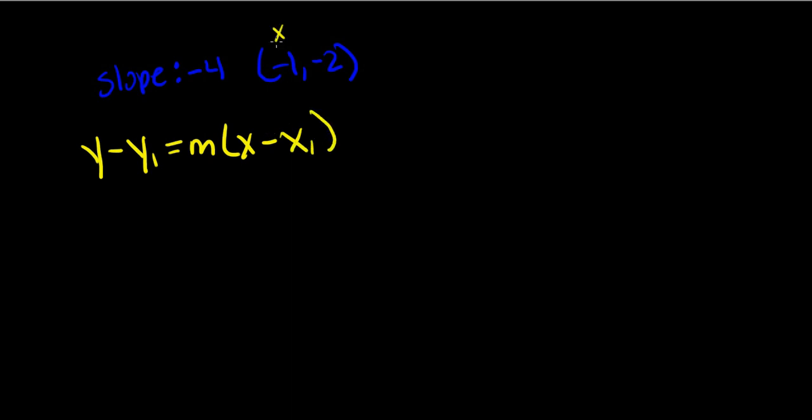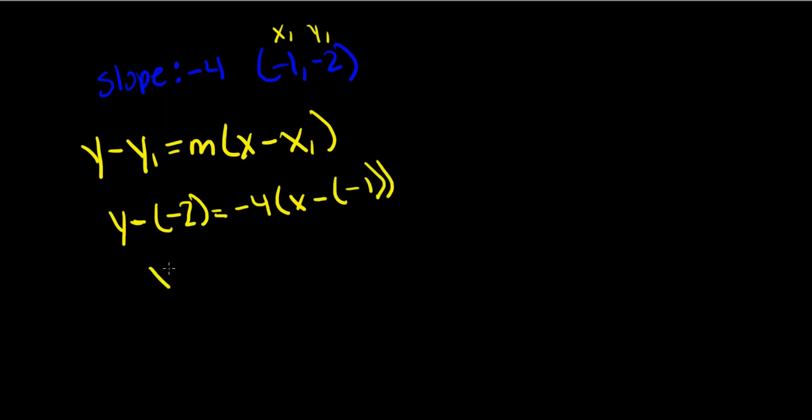So y minus y1, which in this case is going to be -2. So y minus -2 equals -4 parentheses x minus -1. Let's simplify a little bit. So we get y plus 2 equals -4 parentheses x plus 1. But we want to bring the equation into slope-intercept form. So let's distribute the -4 first.